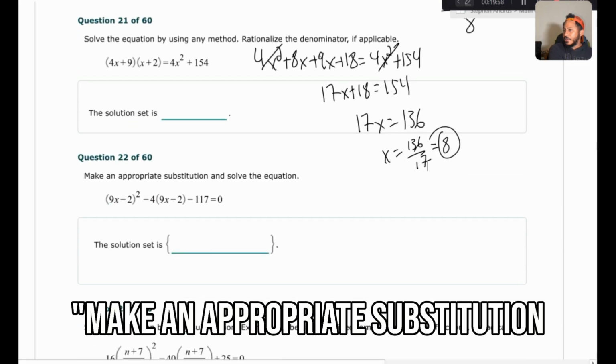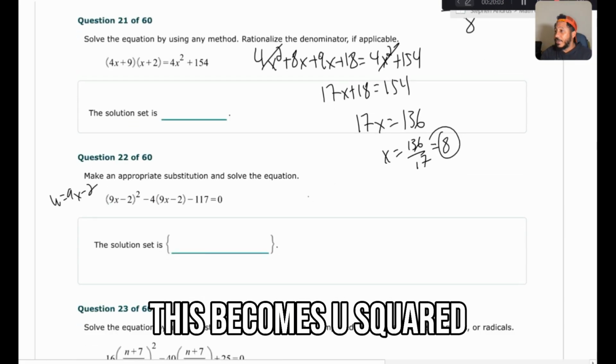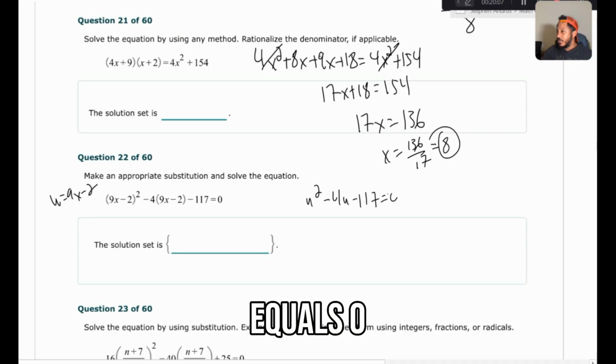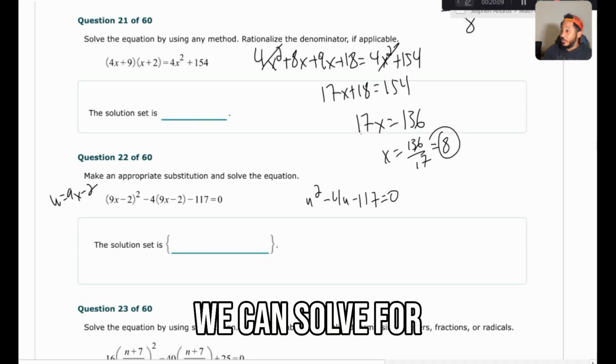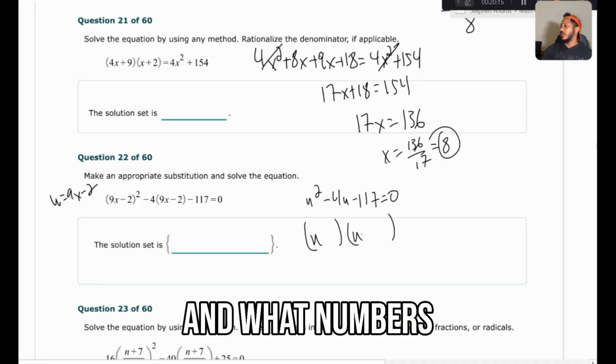All right, this one here says make an appropriate substitution to solve. So like here, we'd say, well, let u equal 9x minus 2. This becomes u squared minus 4u minus 117 equals 0. Now, it's a quadratic equation. We can solve with the quadratic formula, or I'll try double bubble. And then what numbers? Let's see.